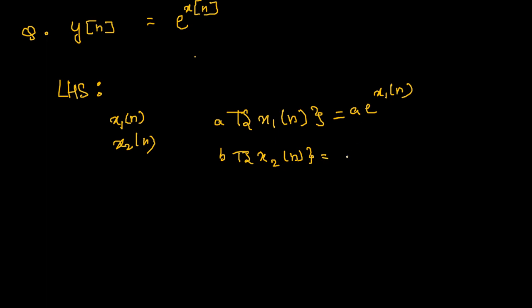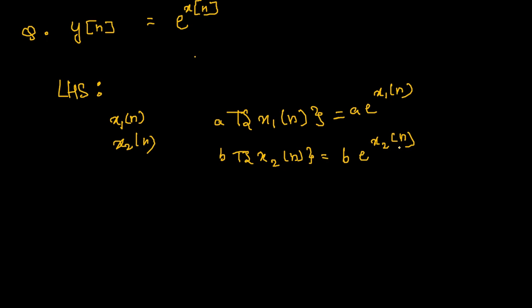The output here is b into e to the power x2 of n. So basically what you have done here is you have passed both the individual signals x1 of n and x2 of n through the system, and what the system does is it gives you the output of e to the power whatever the function of the signal is.